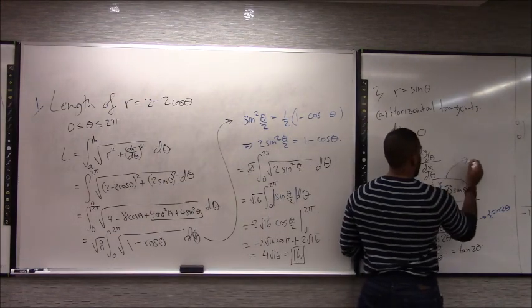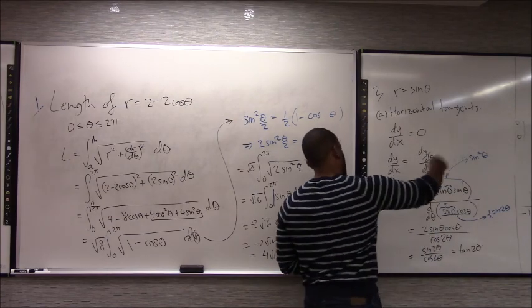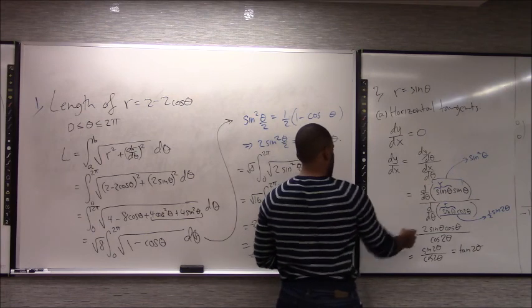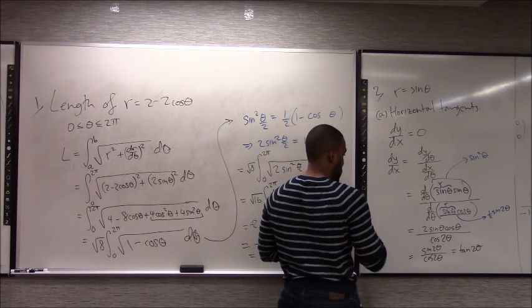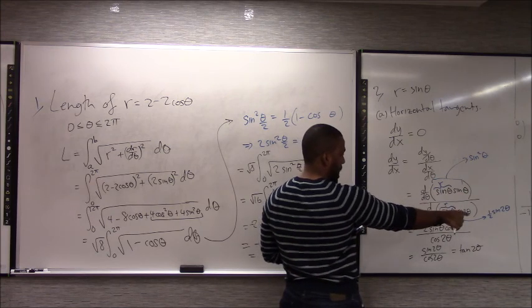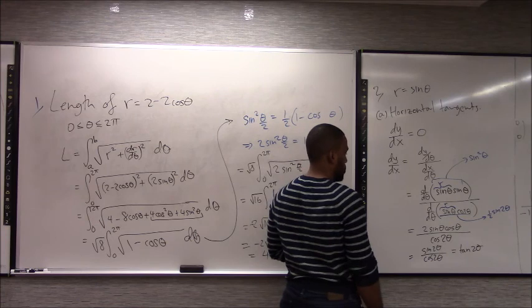This thing I thought of as sine squared theta. So the derivative: bring the 2 down, leave the inside, multiply by the derivative of the inside, that gives us 2 sine theta cosine theta. With a trig identity, that's actually 1/2 times the sine of the double angle.